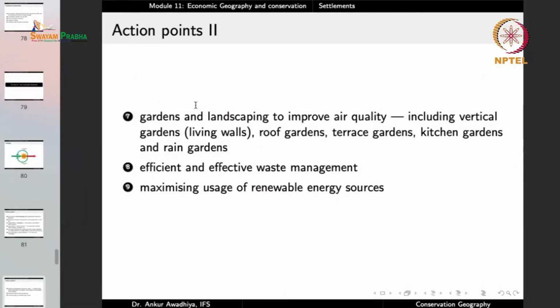Then we have action points like use of gardens and landscaping to improve air quality, such as using vertical gardens, roof gardens, terrace gardens, kitchen gardens, rain gardens, efficient and effective waste management, and maximizing the usage of renewable energy resources.